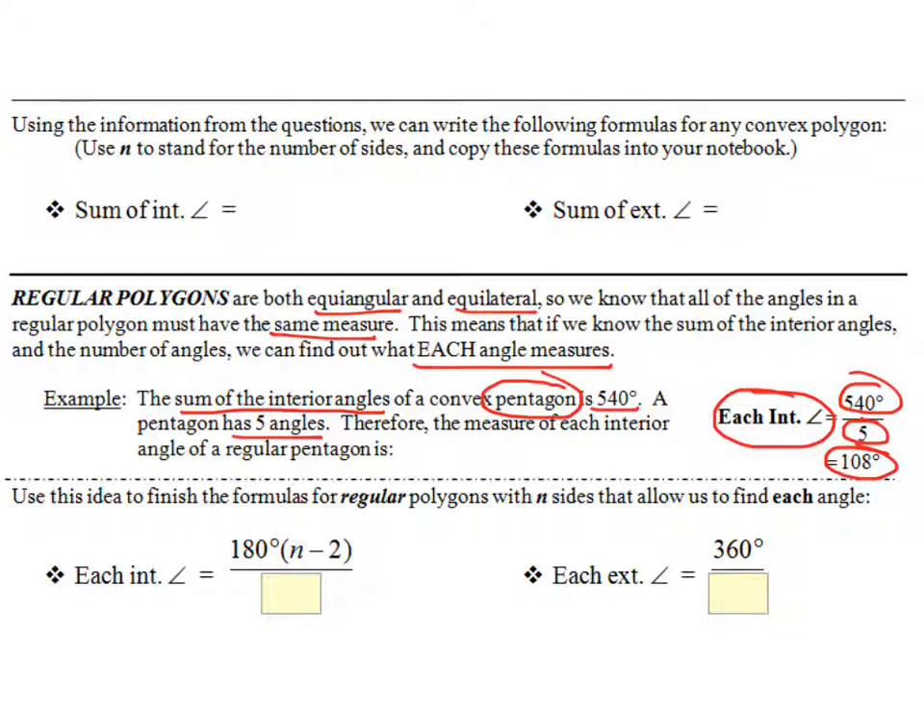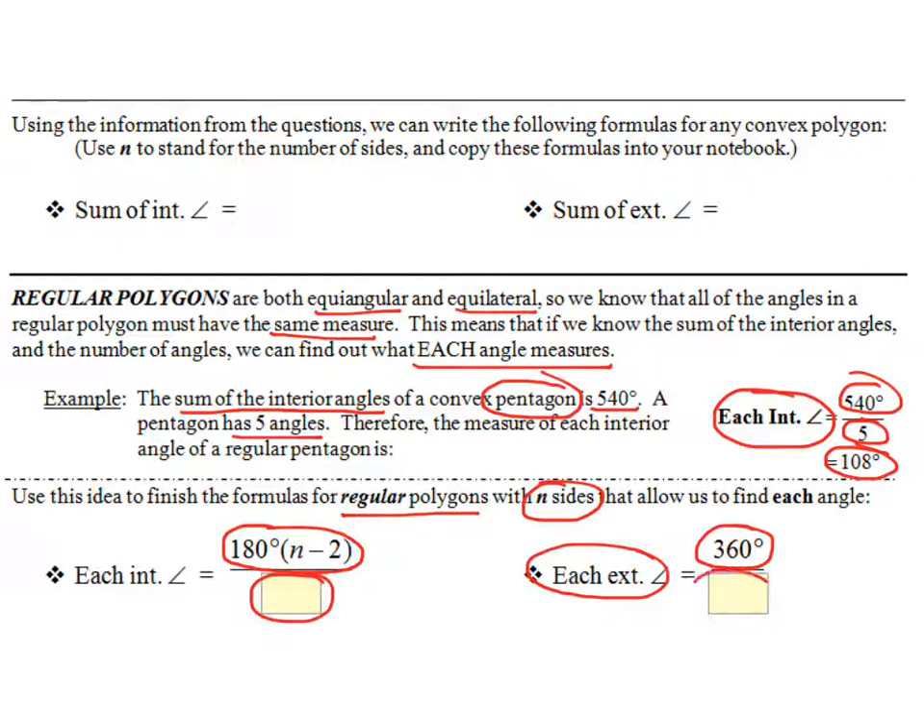So now we want to go ahead and finish the formulas for regular polygons with n sides. For each interior angle, this is the sum of the interior angles, and then we're dividing it by the number of sides. And again, an n-gon has n sides. For each exterior angle, we're starting with the sum of the exterior angles and dividing by the number of sides. Again, it has n sides. So see if you can finish those formulas on your own. If you're having trouble with these, again, it may be time to come and get some help from Mr. Livesey during class.